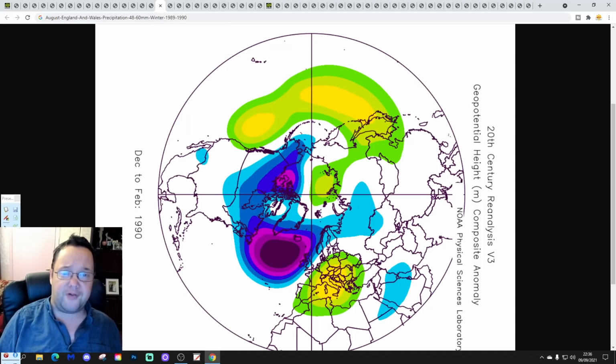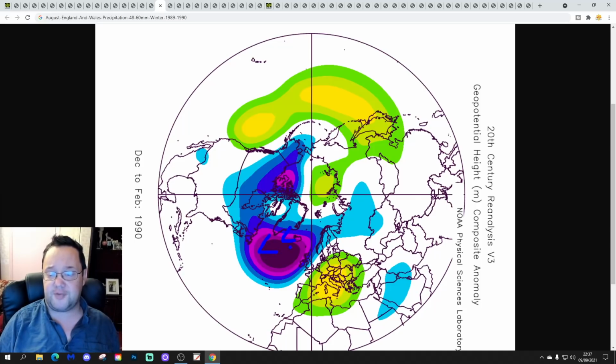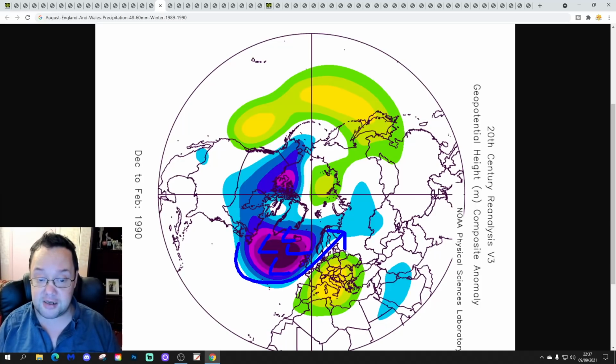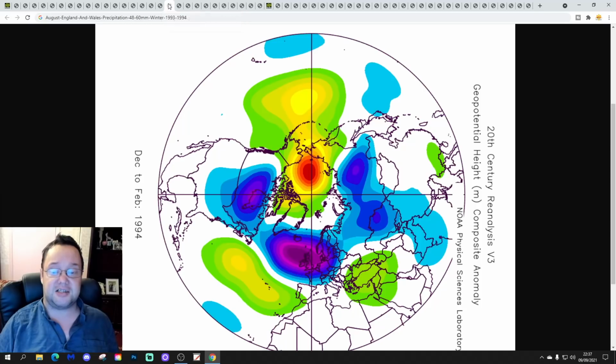Back to very mild weather in the next one. This is 1989-1990. This is a very mild and wet winter, quite a stormy winter too, especially so in February of 1990, but it is exceptionally mild. We've got 93-94, which is also a very wet 1990s winter. So many of them were.